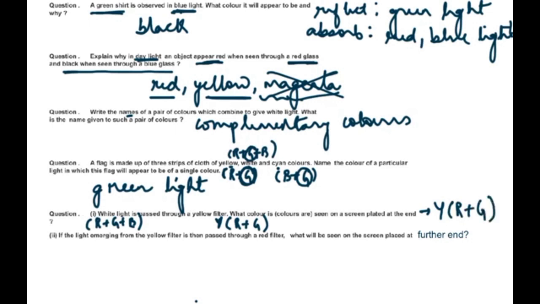Fine. Now the light emerging from the yellow filter is again passed through a red filter. If it is passed through a red filter, what colors are going to go further? Only red. So what will be seen on the screen placed at further end? Red. Only red is going to appear further. Okay, let us move on to the next question.